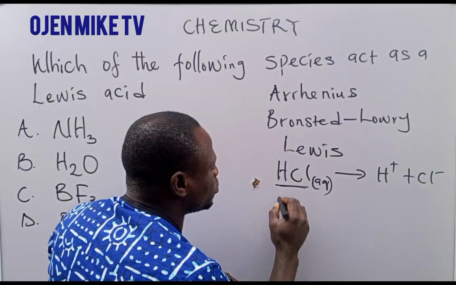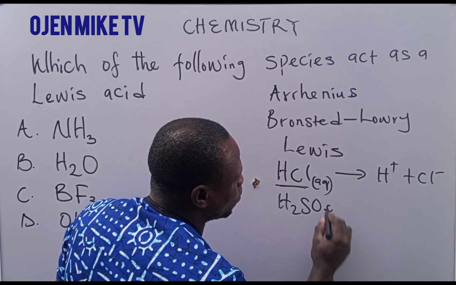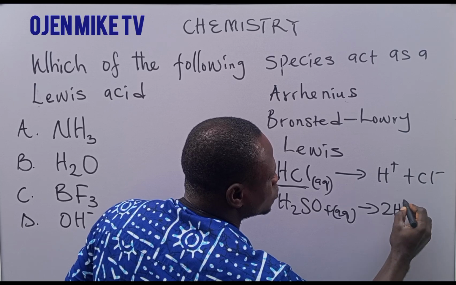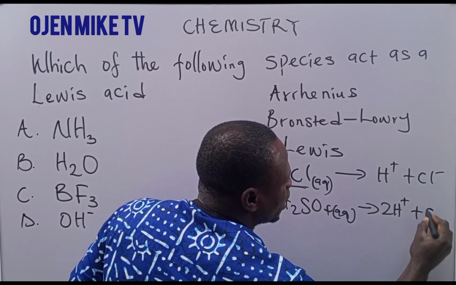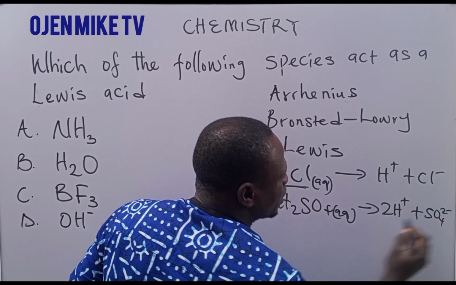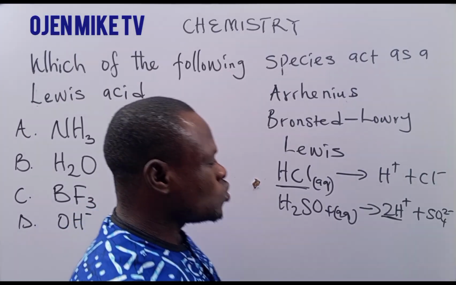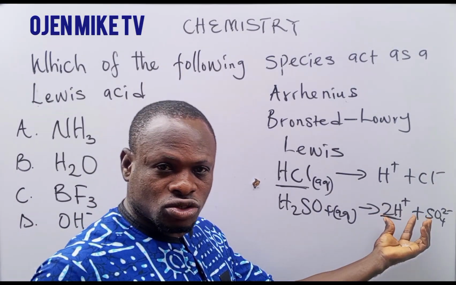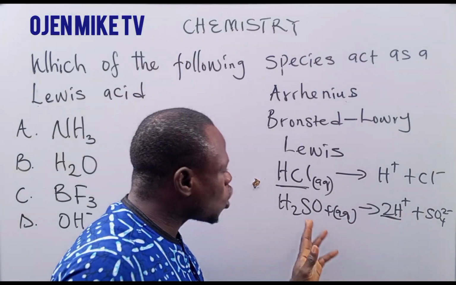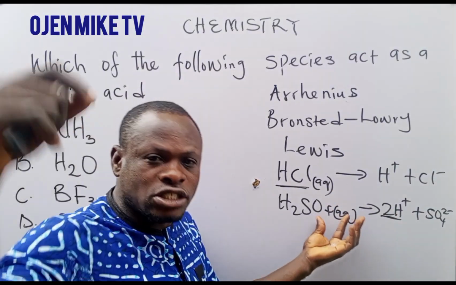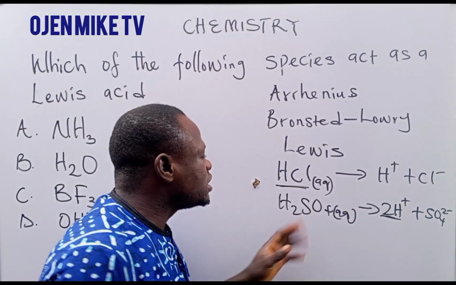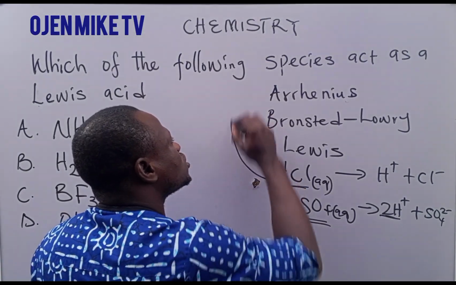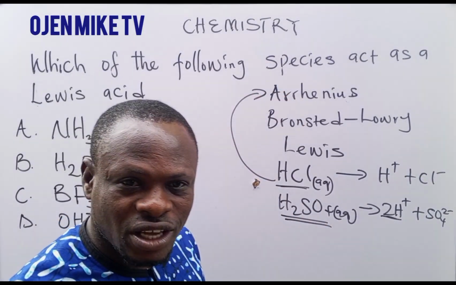Another example is H2SO4. In aqueous solution it produces SO4 2 minus, and it produces 2 hydrogen ions. Because it produces hydrogen ion when dissolved in water, this substance is an acid. This is traced straight to Arrhenius. Do you understand?